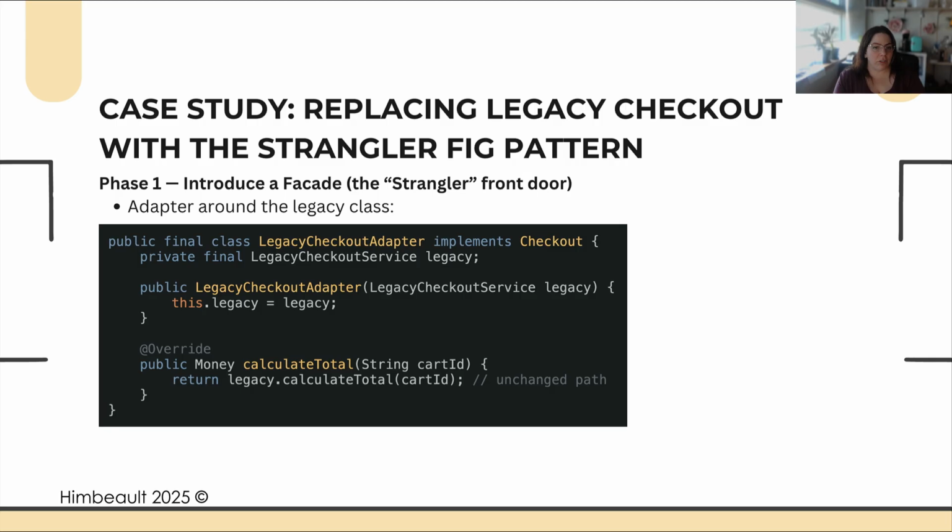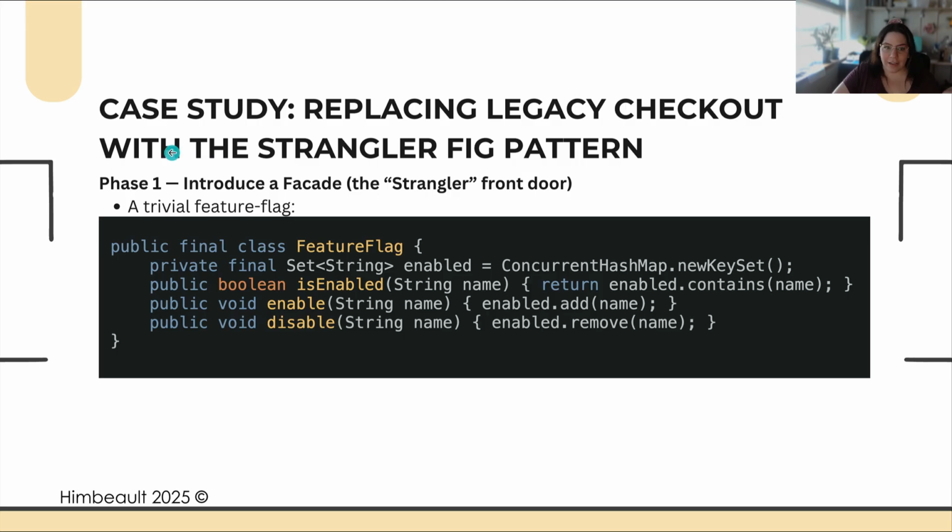So now let's actually talk about introducing this adapter. We need this adapter. So let's make a LegacyCheckoutAdapter, which also is going to implement Checkout. This is where that legacy checkout service is going to be housed. The composition happens inside this adapter here. So we have our LegacyCheckoutAdapter, and we're going to pass in this legacy value. And then we can also implement calculateTotal, passing in the cartId with that unchanged path right here.